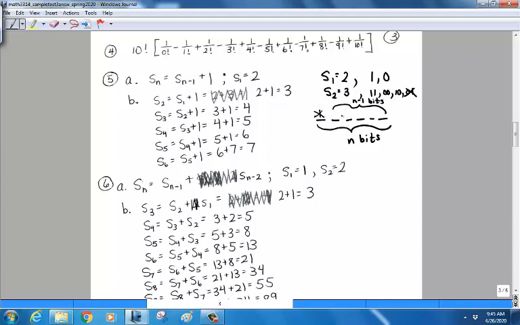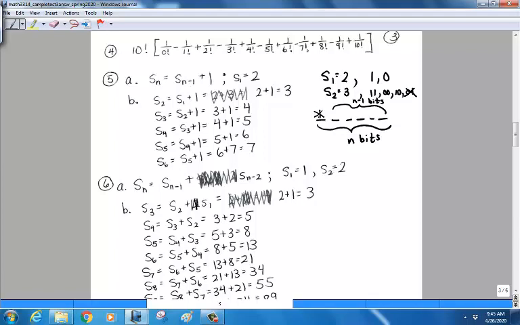Again, what's the scheme? Take a string of length n minus 1 that doesn't contain 0, 1, throw a 1 at the beginning, and then you will have a string of length n that doesn't contain 0, 1. So S sub n is at least as big as S sub n minus 1.